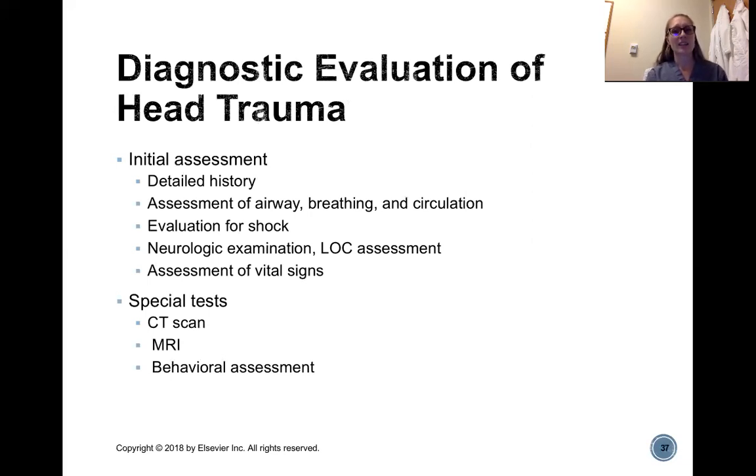The vital signs, again, are going to be unstable and a wide range. So we might see hypotension to hypertension, we might see tachycardia, bradycardia, tachypnea, and the vital signs are going to be all over the place. And one key assessment with our neurological examination, remember, is those pupils. And then we're going to move on to the specialty tests. So we're going to potentially do a CT scan, an MRI, and just continue those behavioral assessments.